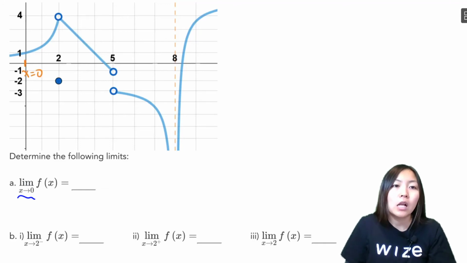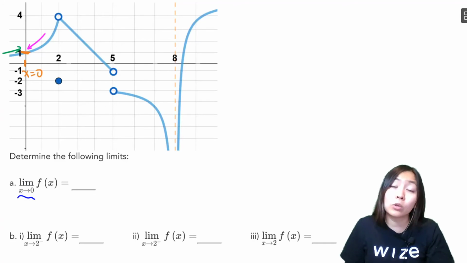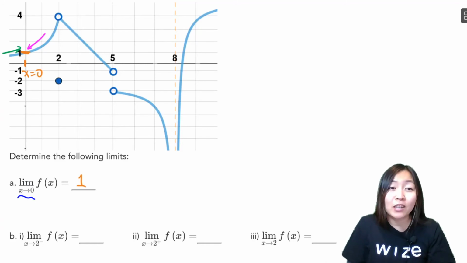X equals 0. So I need to figure out the limit as x approaches 0 from the left-hand side, and the limit as x approaches 0 from the right-hand side. Oh, they both approach the y value, or f at x value, of 1, so the limit equals 1. It turns out if the function is smooth, so it doesn't break apart at that point, we call that continuous, by the way. So if the function is continuous and smooth right there, the limit as x approaches that number is just going to be the function at that number.